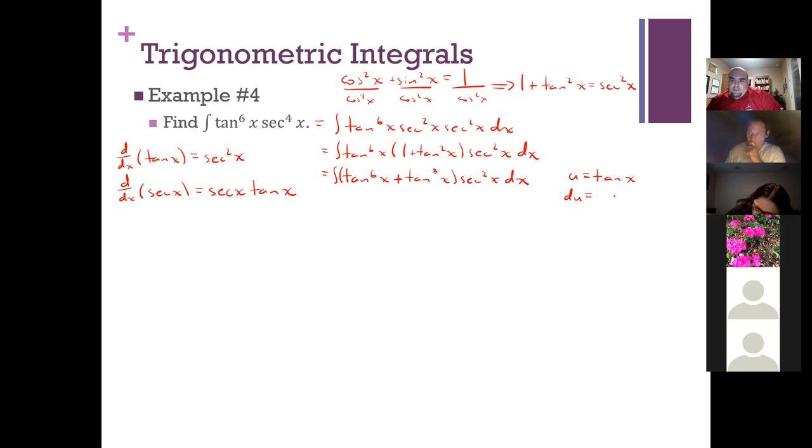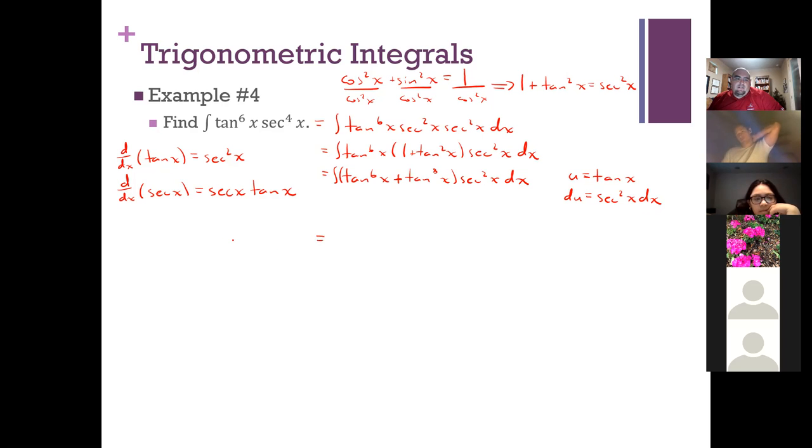So yeah, I think you trailed off a little bit, but you're totally right. u is equal to tangent x. And based on what we already said on the left here, if u is equal to tangent of x, then du is going to be equal to secant squared of x dx. That's going to unlock the rest of this.